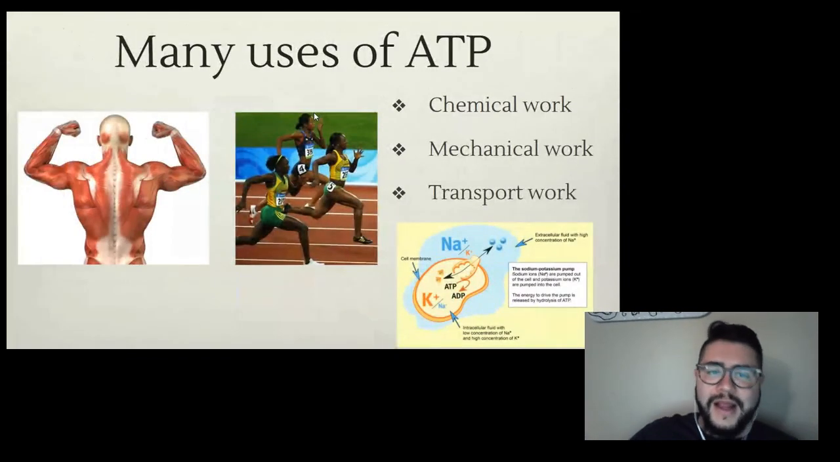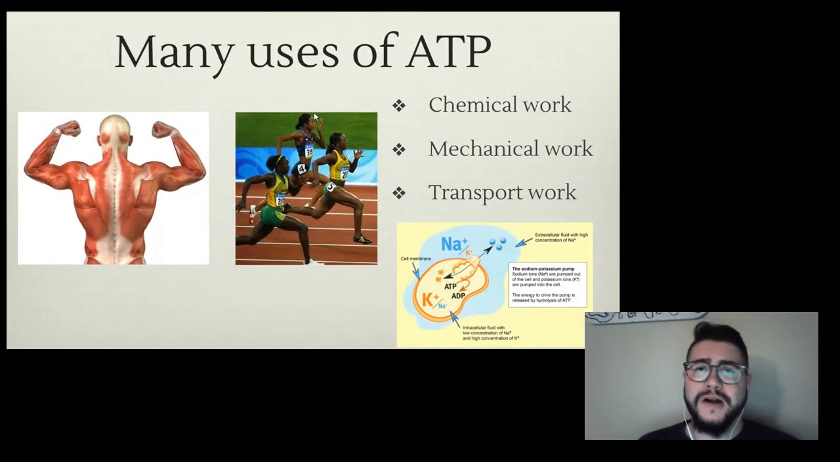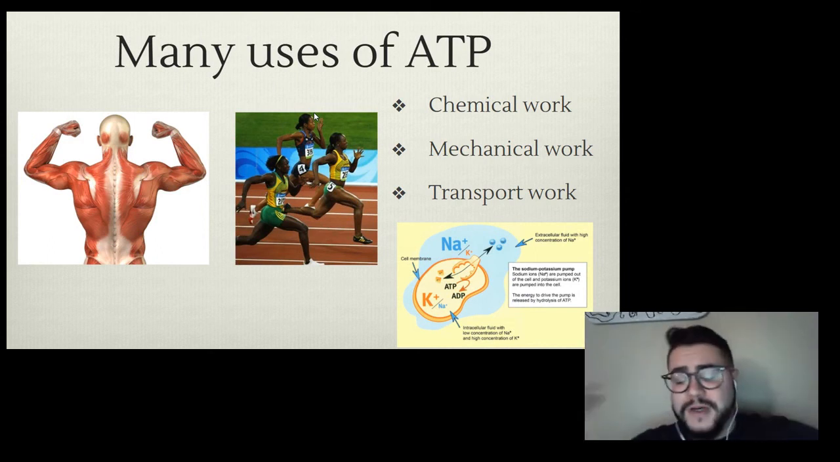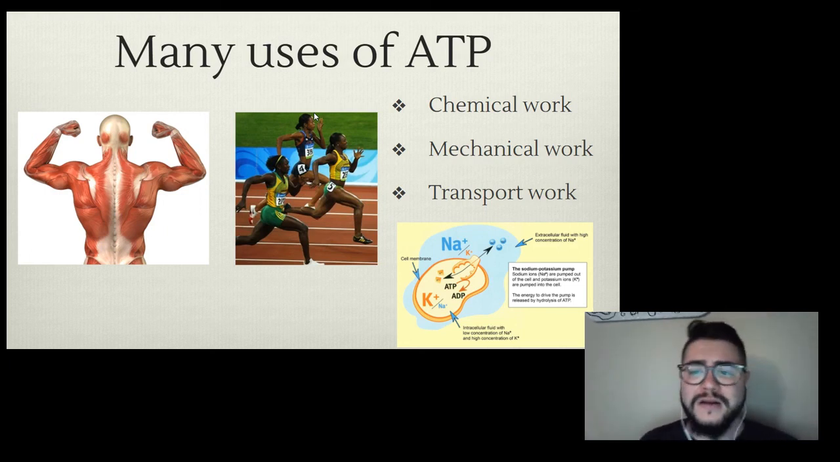ATP is used for many different things throughout your body, from different chemical reactions that are constantly occurring, to mechanical work, moving muscles, moving your body around, thinking, to transport work. We talked about active transport in the last unit and how you needed to put energy in to move molecules across the cell membrane in certain situations. ATP is used in that case as well. So again, ATP, basically the battery of the cell, can be used over and over again, and it's the form of energy that the cells like.